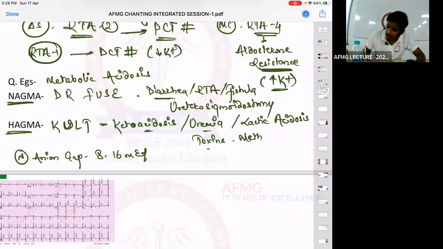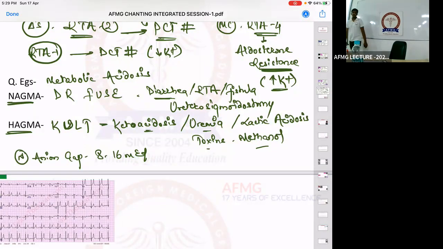तो रिवाइज करते हैं जल्दी से. Normal anion gap metabolic acidosis. Mnemonic is Dr. Fuse. D for diarrhea, R for renal tubular acidosis, F for fistula, U for ureterosigmoidostomy. High anion gap metabolic acidosis. Mnemonic is KULT. K for ketoacidosis, U for uremia, L for lactic acidosis, and T for toxins. ठीक है?